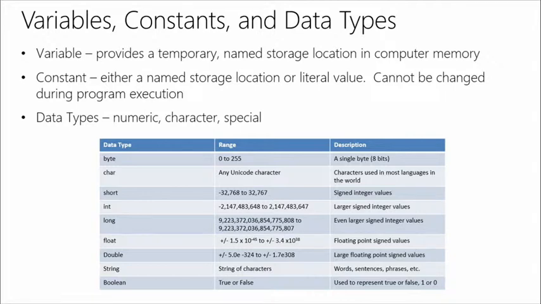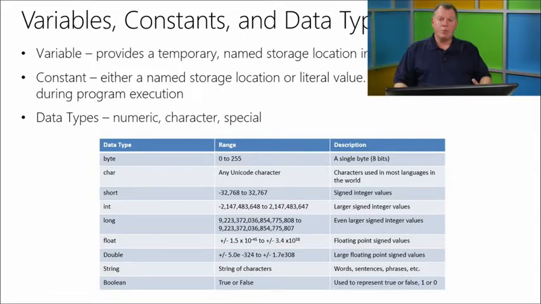The other numeric types, we'll come back to char here in a minute, but we've got a short, an int, a long, a float, and a double. These are all numeric types as well, and those give us the ability to store numbers in our program, but we choose which one we use based on the value that we want to store in that particular variable.